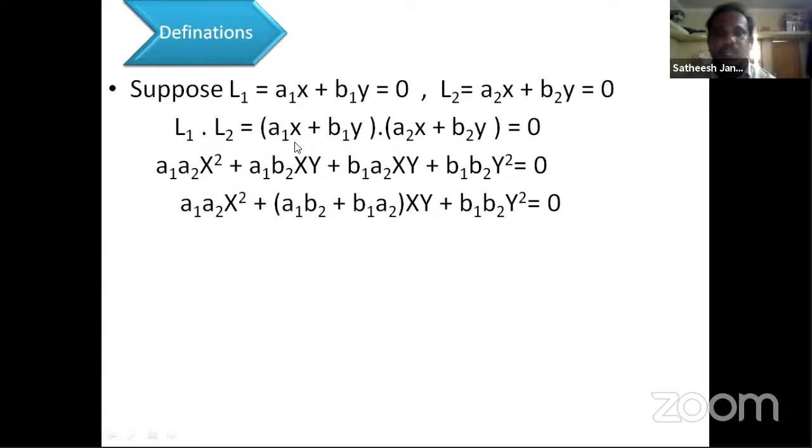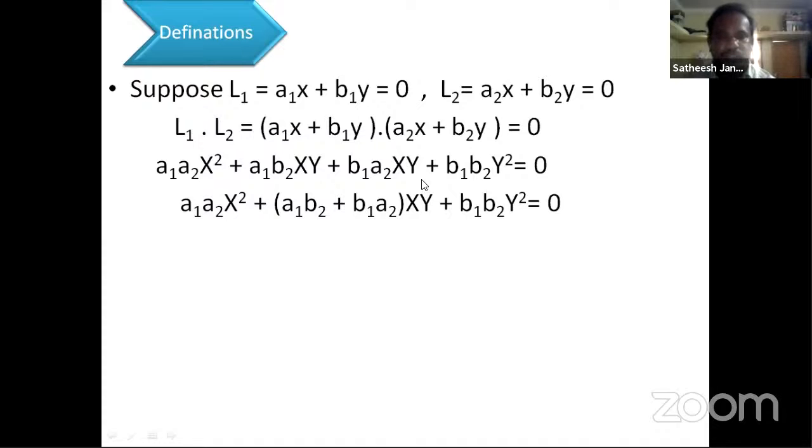a1x multiplying with a2x, that is a1 a2, x into x, x square. Next multiply a1x with b2y, that is a1 b2, x into y, xy. Next multiplying b1y with a2x, that is b1 a2, y into x, that is also xy. Next b1y multiplying with b2y, b1 b2, y into y, y square, that is equal to 0.